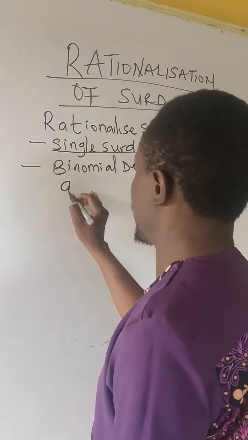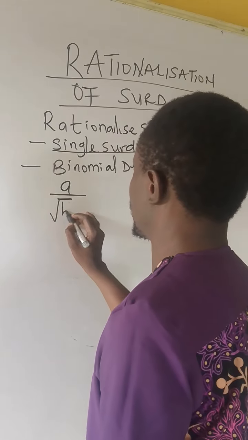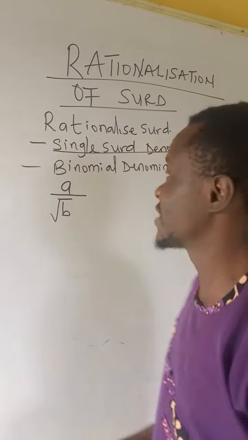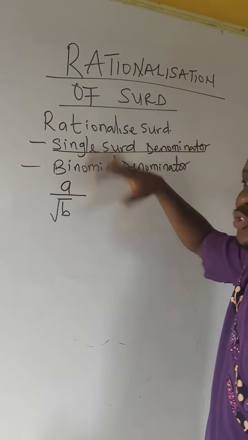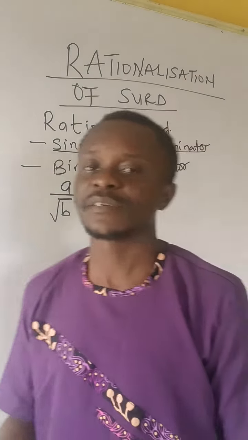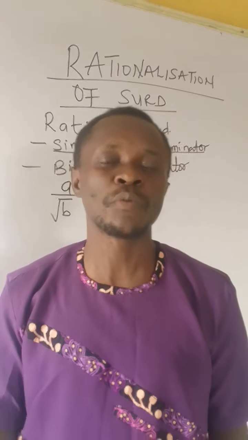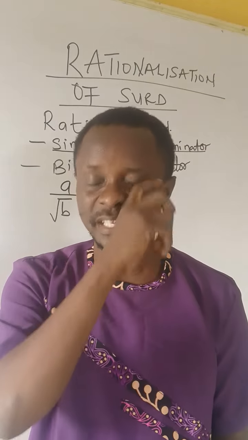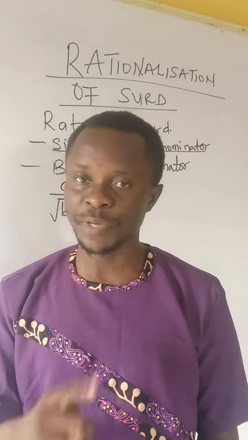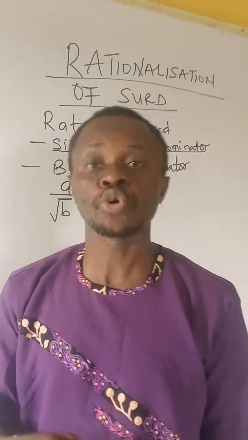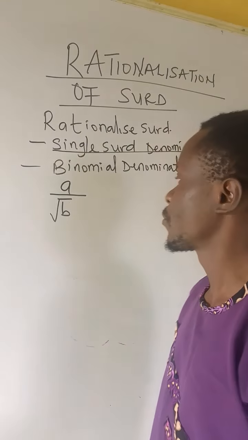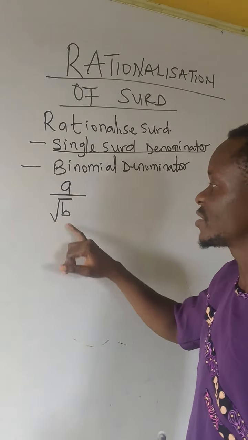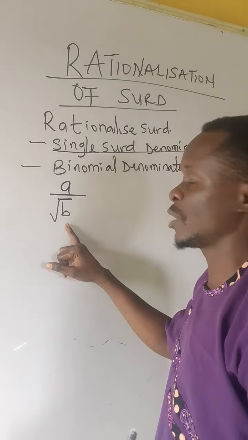Now, we have A over root B. The first thing you must understand is that the essence of this is to ensure that your denominator becomes a rational number, or should I say, to eliminate the surd in the denominator. We call a surd also a root. Now we have A over root B, and this is an irrational number.